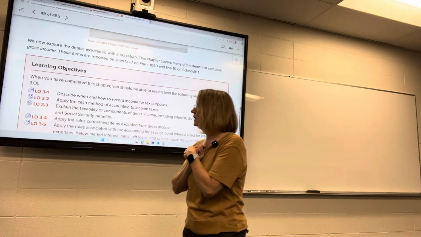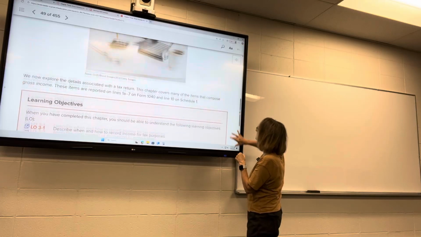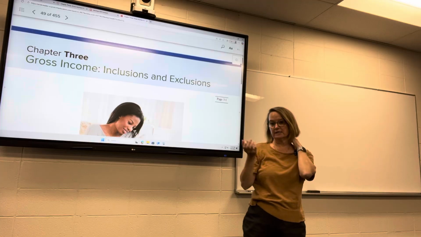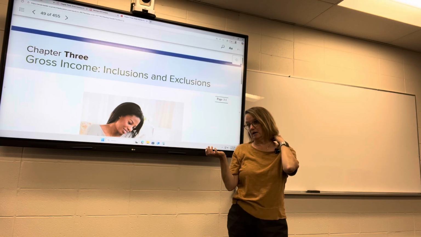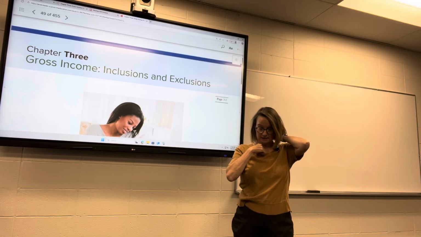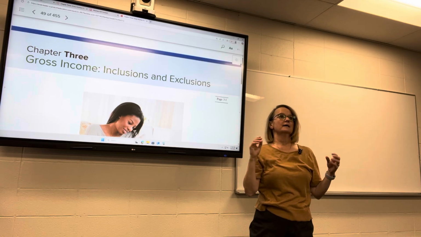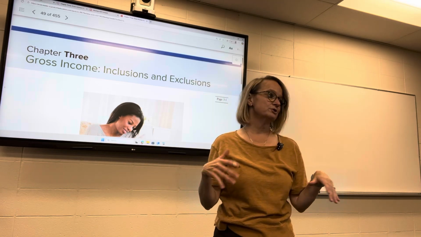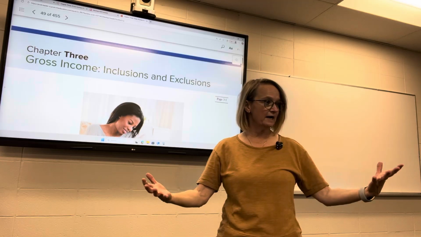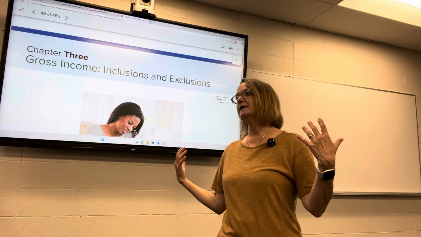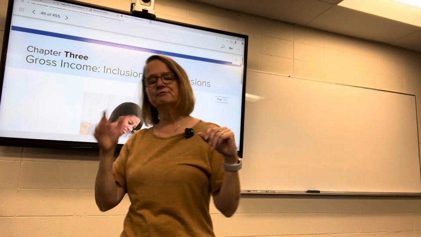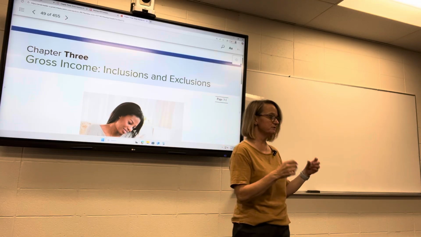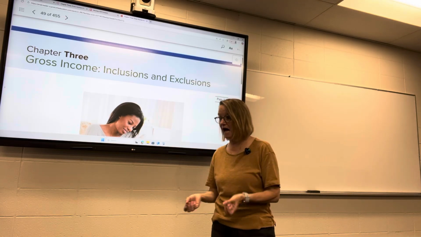Chapter 3, here we go. So in this chapter, we are going to talk about what's included in gross income. Remember, we said that income is defined as income from any source unless it's specifically excluded. So you can assume that if it's income, it's going to be taxable unless there's some specific law that says that it's not taxable.